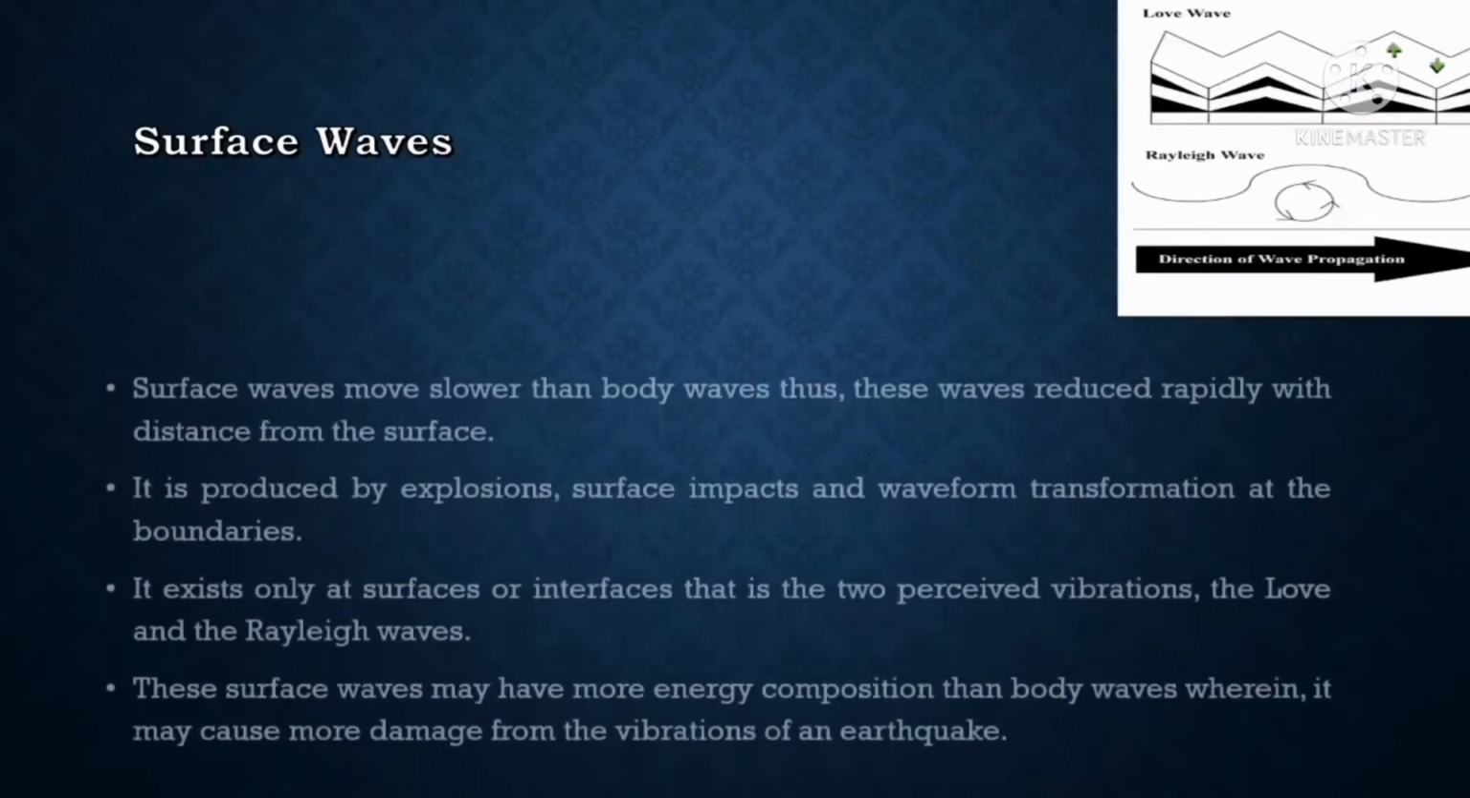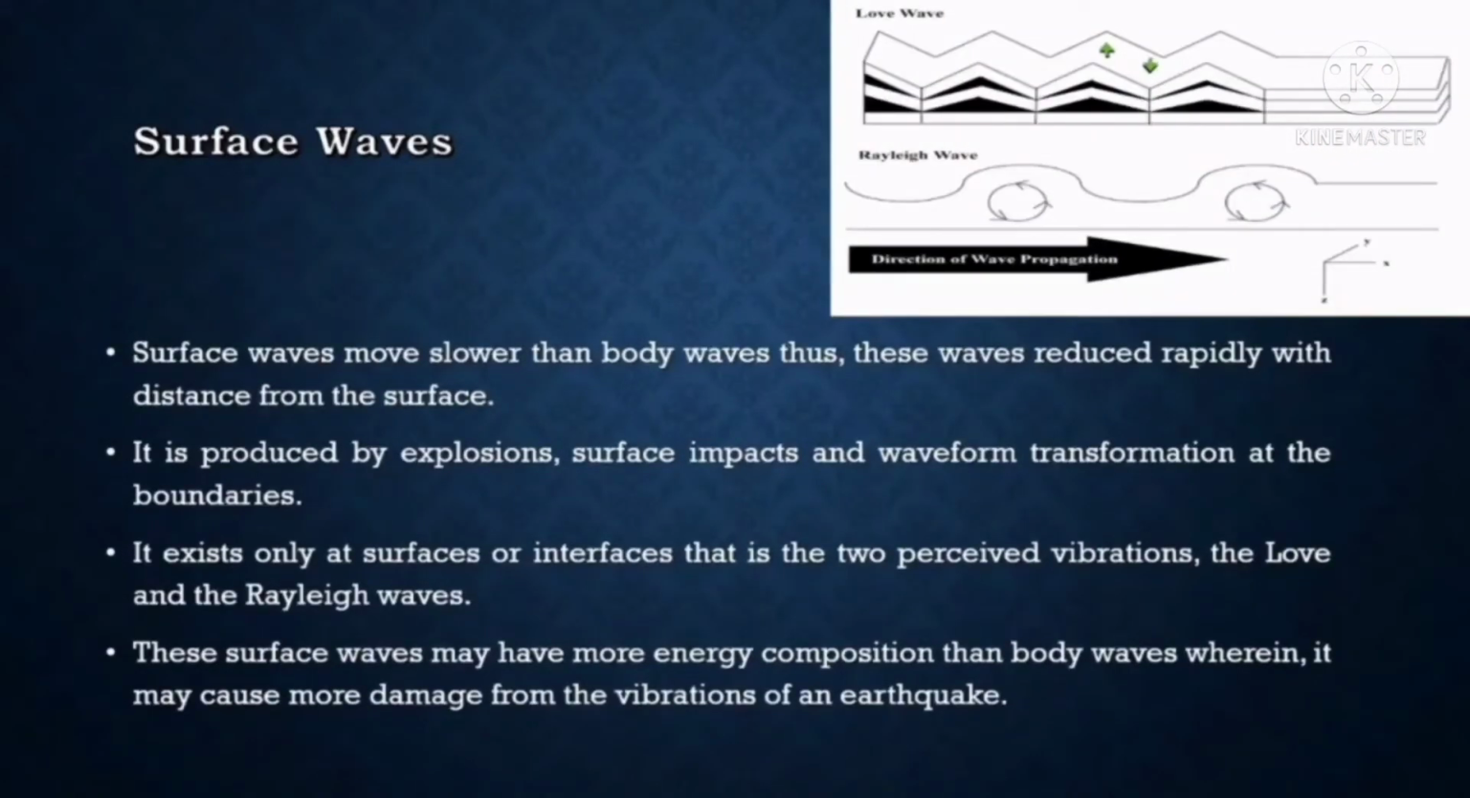Surface waves. Surface waves move slower than the body waves, and these waves are reduced rapidly with distance from the surface. They are produced by explosions, subsurface impacts, and waveform transformation at the boundaries. They exist only at the surface or interfaces, and are the two perceived vibrations, the Love and the Rayleigh waves. These surface waves may have more energy than body waves, wherein they may cause more damage from the vibration of an earthquake.